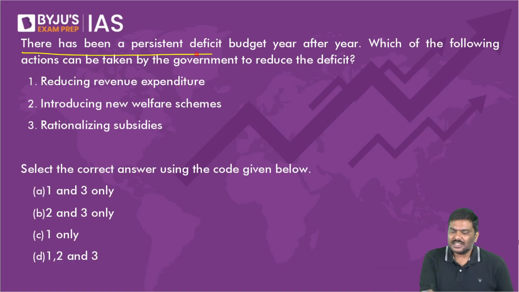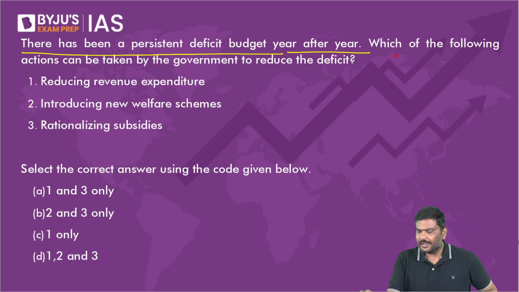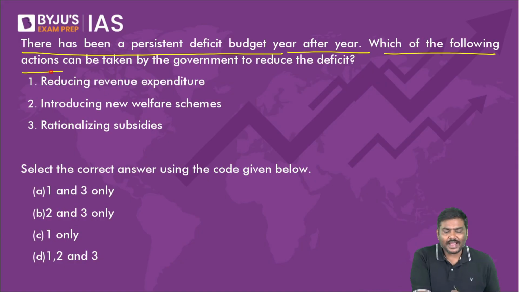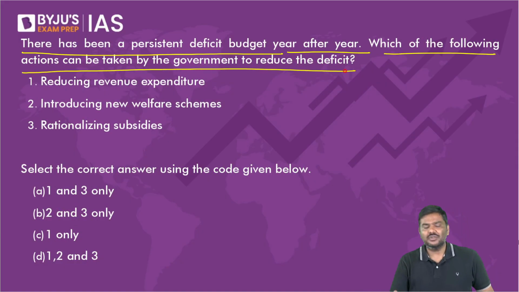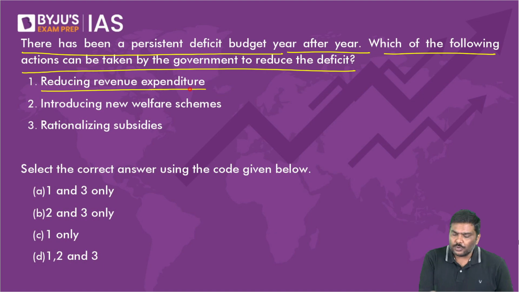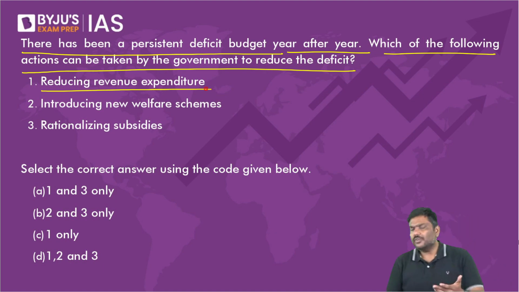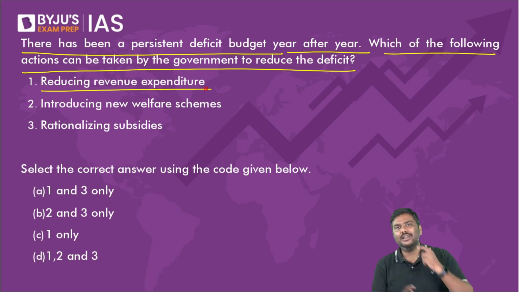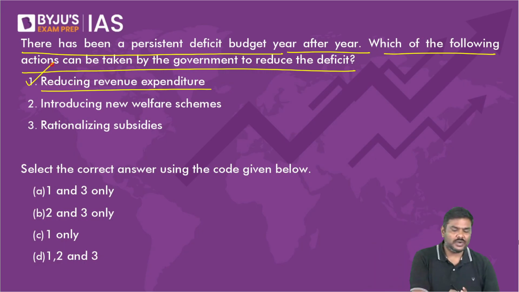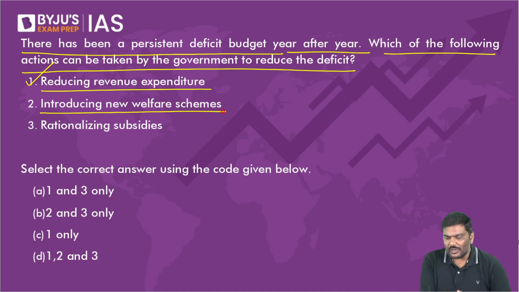There has been a persistent deficit budget year after year. Which of the following actions can be taken by the government to reduce the deficit? Reduce the revenue expenditure. Of course, yes. If you reduce the revenue expenditure, automatically deficit will come down. First one is correct.